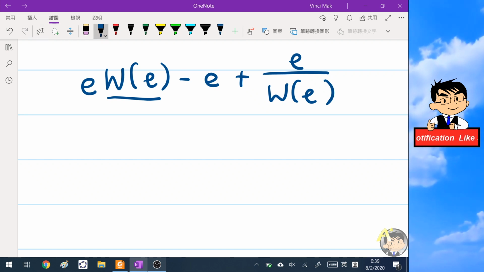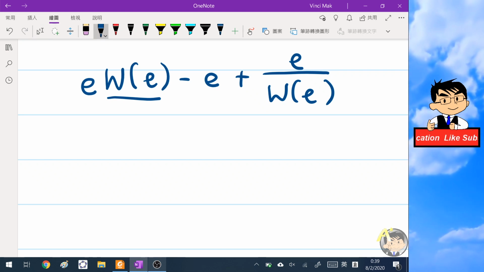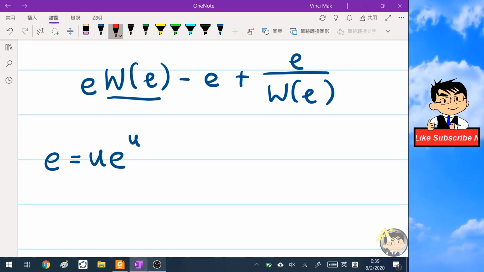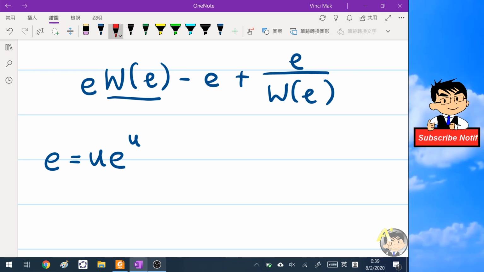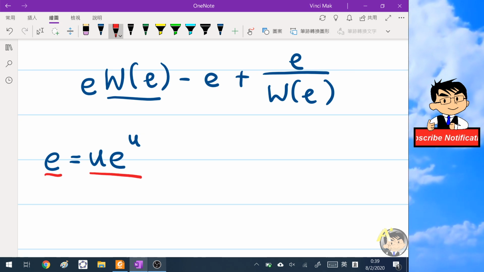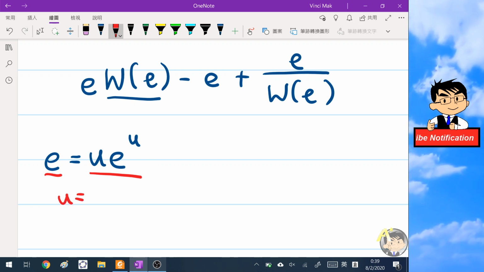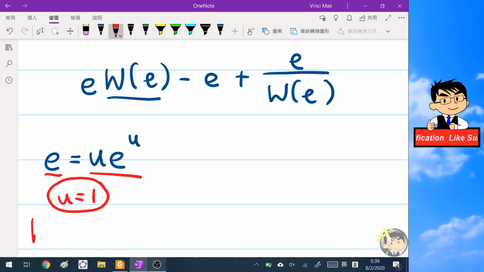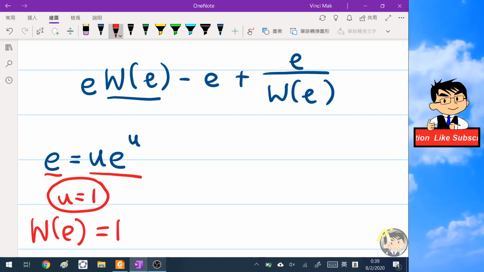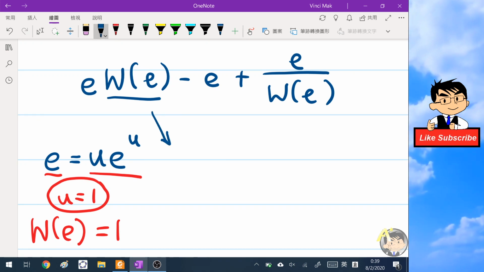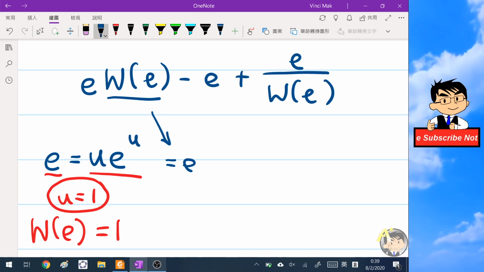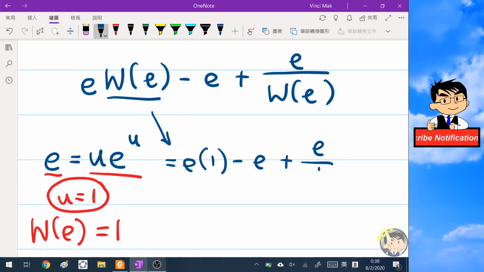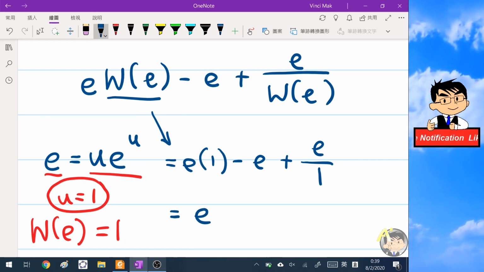So what is the Lambert W function of e? We have to think of e equals u times e to the power of u. And we have to think of a number such that the left hand side is equal to the right hand side. And the only number we can substitute into the equation is 1. So we know that the Lambert W function of e will be equal to 1. So the expression becomes e times 1 minus e plus e over 1. And the result is e.